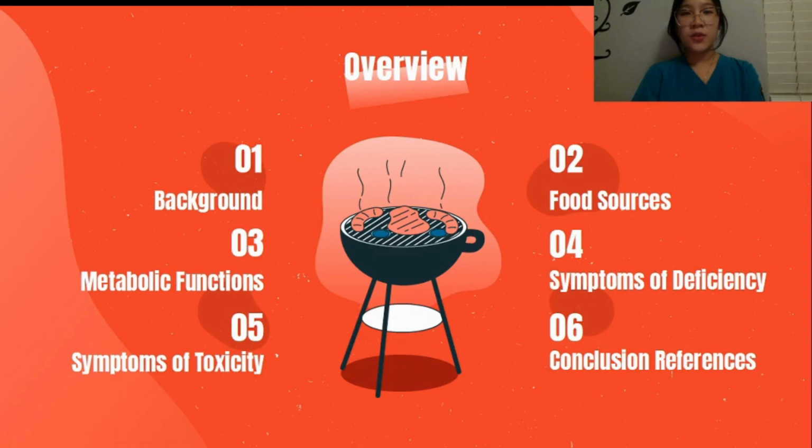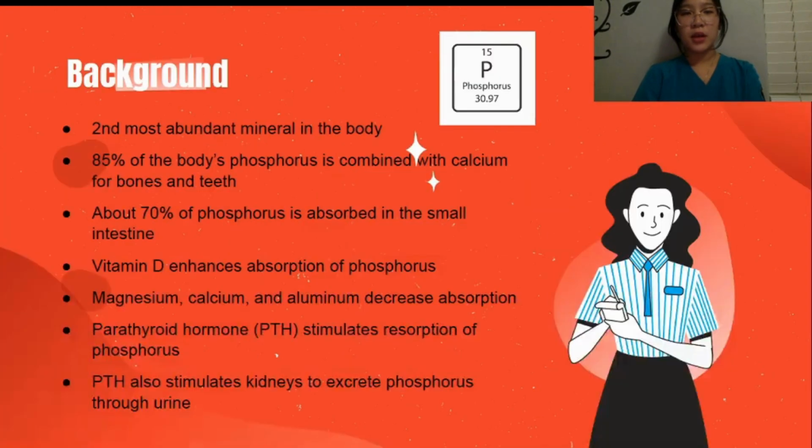This is the overview of my presentation and everything that I'll be talking about today. First off, we have the background. Phosphorus is the second most abundant mineral in the body, and 85% of the body's phosphorus is combined with calcium for bones and teeth. The remaining phosphorus is in the muscles, cell membranes, and intracellular fluids.